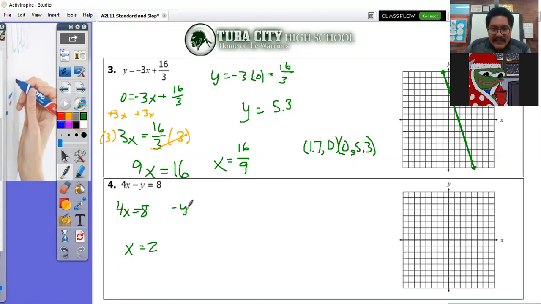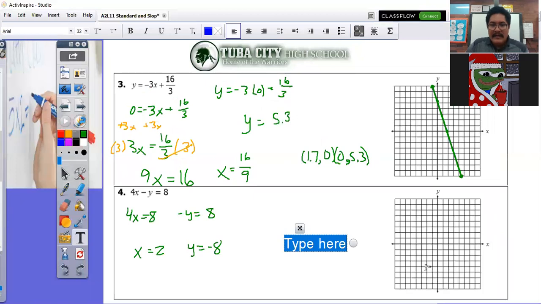Let's go ahead and do this one here, y. So negative y, because 4 times 0 is just 0. So it's not going to change anything. So all I have to do is grab the negative y and put that in there. Divide both sides by -1, and there we go. X is equal to 2, and y is -8.